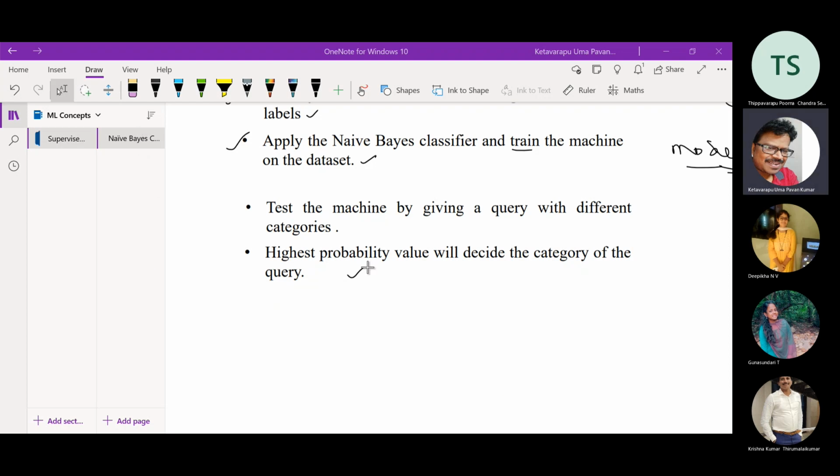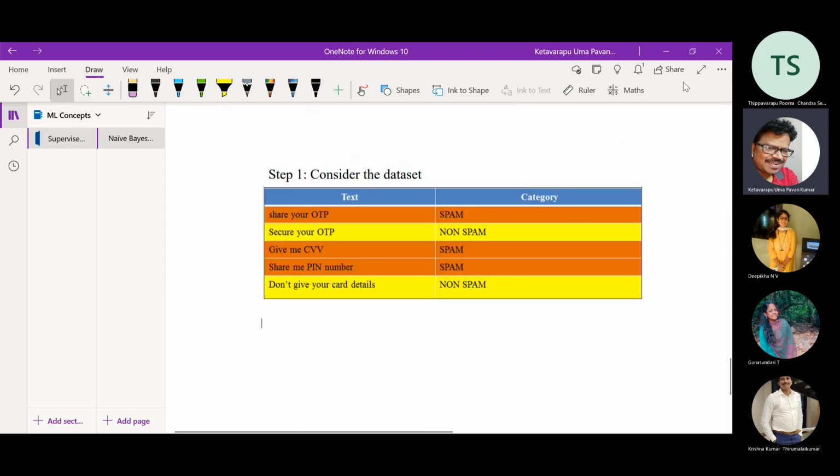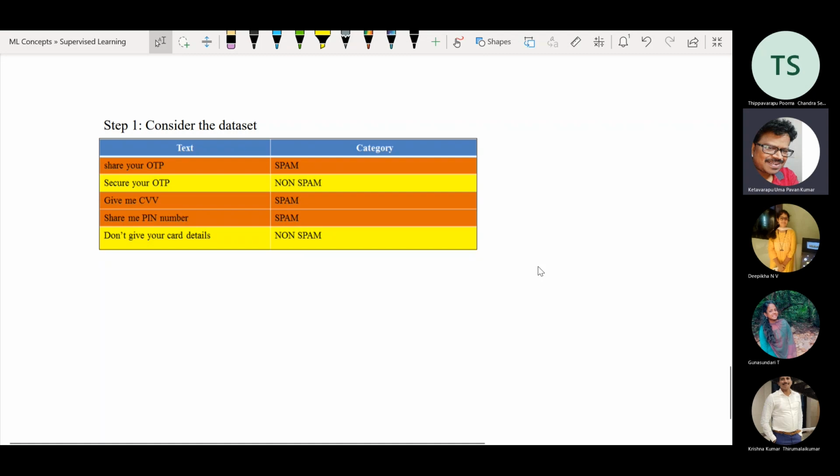Now, let us understand this particular case study, friends. I am giving you a table. In this table, as you know, for the data set consideration, I have the text along with the category. "Share your OTP" is definitely spam, because this is known to us from earlier, existing data. "Secure your OTP." Generally, the bank sends us the message: secure your OTP, and don't give your card details to anyone. Banks never call.